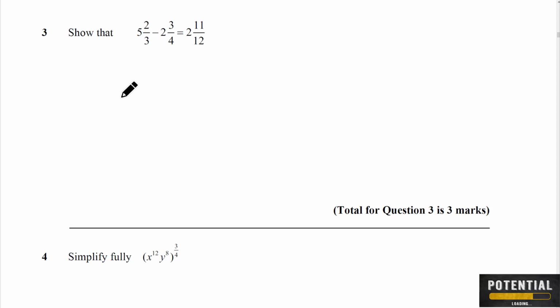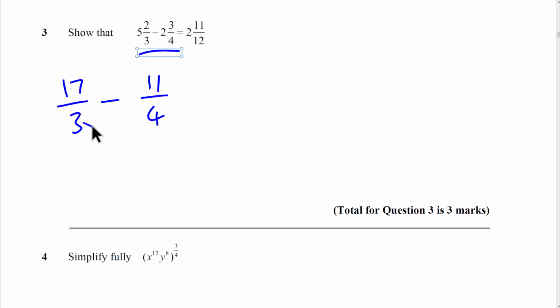Question 3, it says show that. The best way to show that is just to work that out. So let's turn that into an improper fraction. 5 times 3 is 15, add the 2. So that's 17 over 3 minus 8 plus 3 is 11 over 4. We want to make the denominators the same, so I'm going to times this by 4, and this by 3.